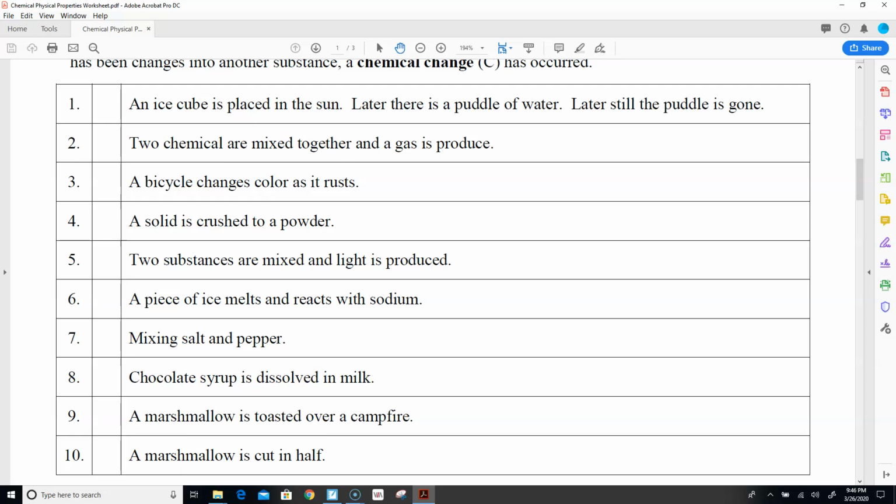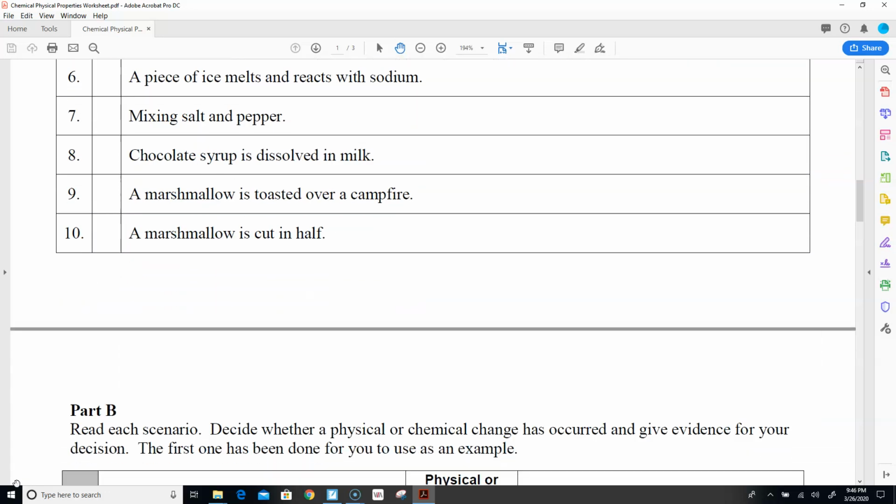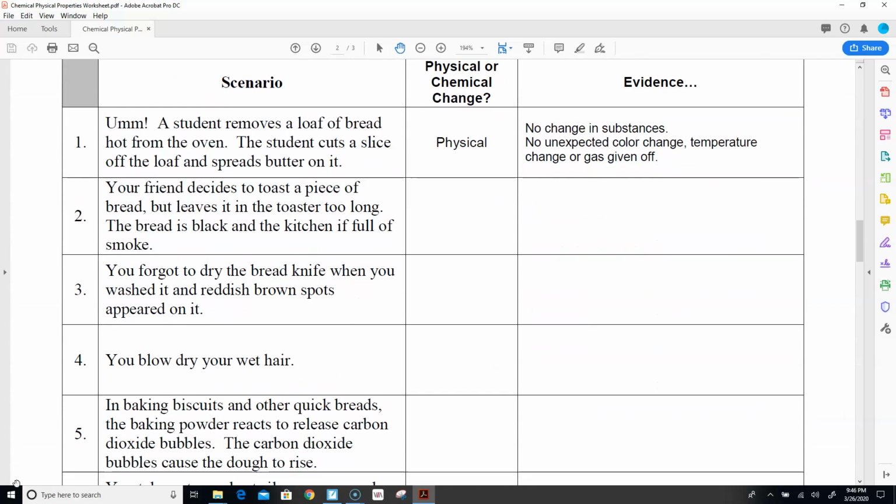Number 9, marshmallow toasted over campfire. Believe it or not, that's chemical. I know some of you are thinking, it's still a marshmallow. Yeah, but it tastes different. If it didn't, you wouldn't do it. You'd just eat them straight out of the bag. You'd cut out the middleman and the whole mess of having to put that thing on a stick and hold it over the fire. So, yeah, it's cooking. Should be chemical. Then a marshmallow is cut in half. That's going to be physical. You're just taking one marshmallow, making it into smaller pieces.